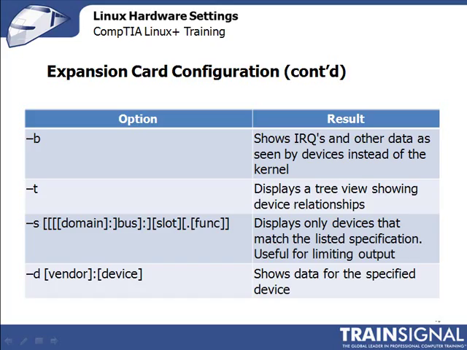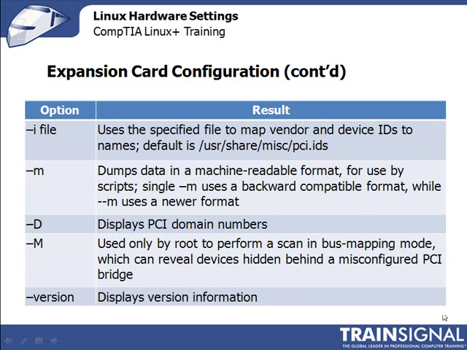-d restricts output to data for the specified device as indicated by the vendor and device name. -i file uses whatever file is specified to map vendor and device IDs to actual names. The default file is /usr/share/misc/pci.ids.